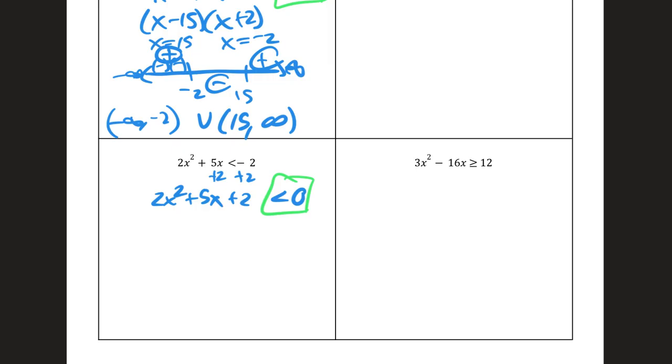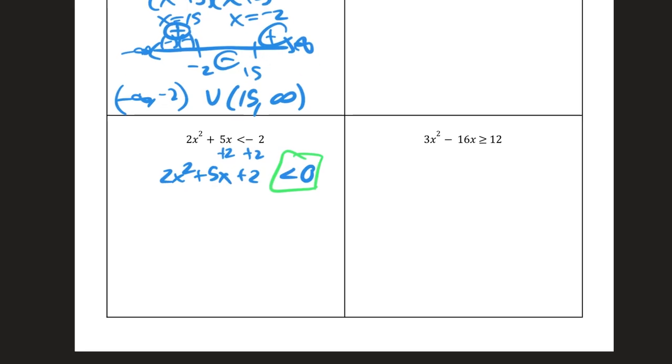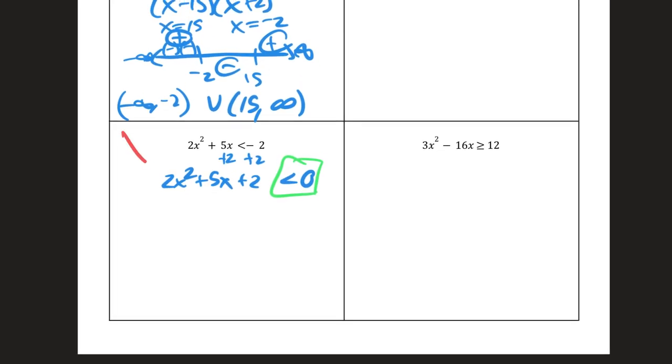So in our sign chart, it's going to be where it's negative. Okay. Are there factors of 4, 2 times 2, that combine to be 5? 4 and 1. 4 and 1, so then we can factor it. When this a value is not 1, you have to do one additional step. What is that one additional step?